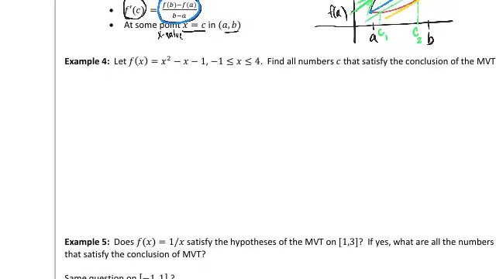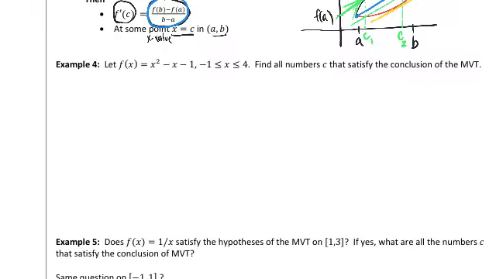Okay, so let's take example 4. It says let f of x equal x squared minus x, and I'm going to change this to plus 1, x squared minus x plus 1, so it's a parabola, on negative 1 to 4. And we are finding all the numbers c that satisfy the conclusion of the mean value theorem.